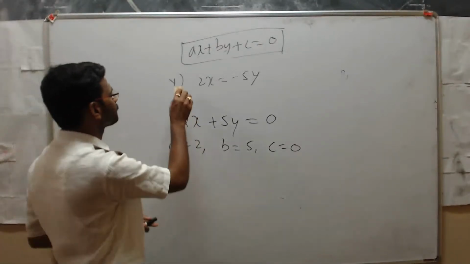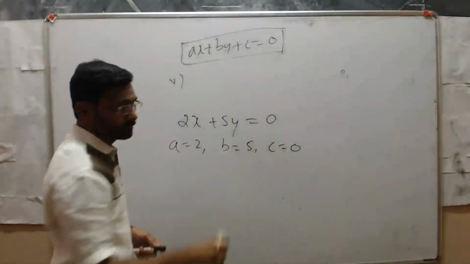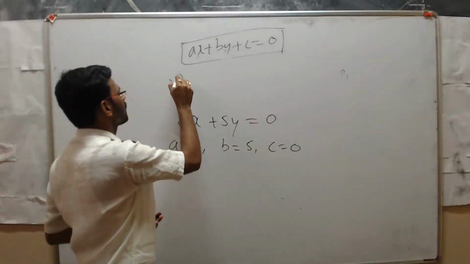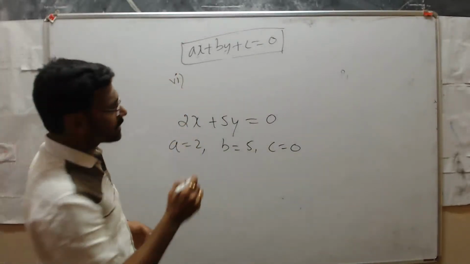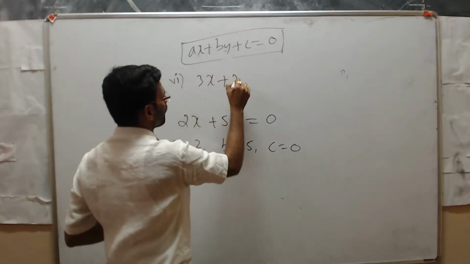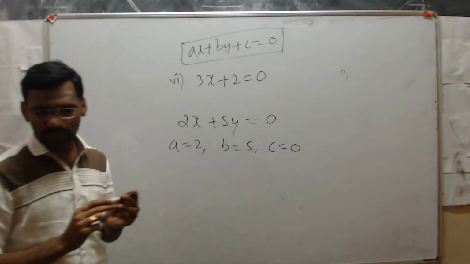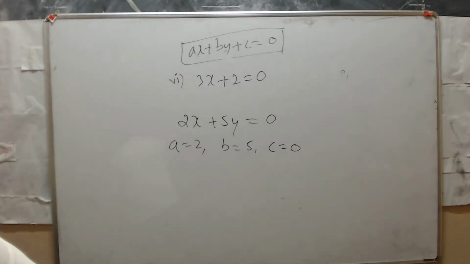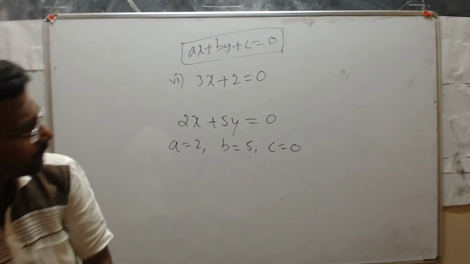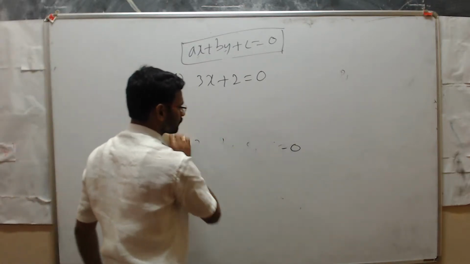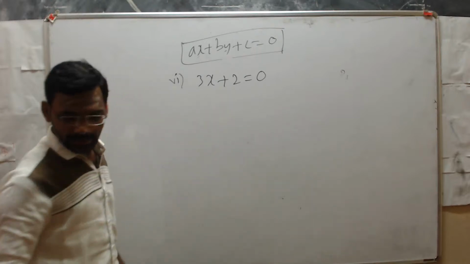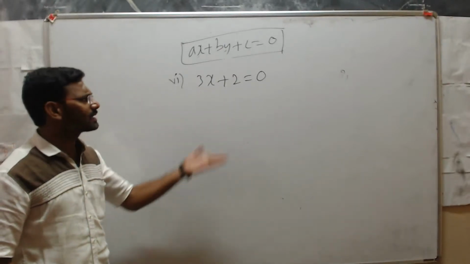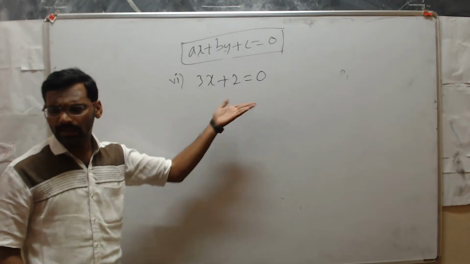Then sixth one: 3x plus 2 is equal to 0. Sir, it is in one variable, so it is a linear equation in one variable.